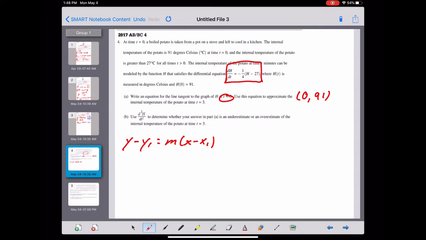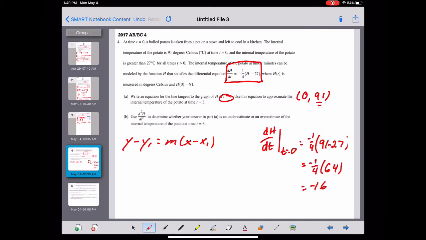So we're going to find dh/dt at the moment when t equals 0. So that's going to equal negative 1/4 times. Now be careful here, we're not just plugging in 0 for h, because this isn't when h equals 0, it's when t equals 0. So when t equals 0, that h is actually 91. So 91 minus 27. So simplifying, 91 minus 27 is 64. Negative 1/4 times 64 is negative 16. So this is our slope.